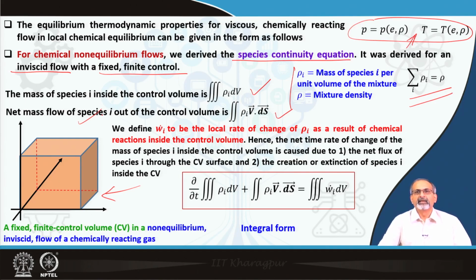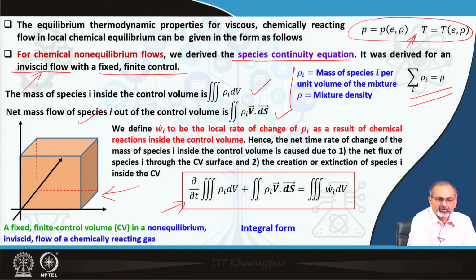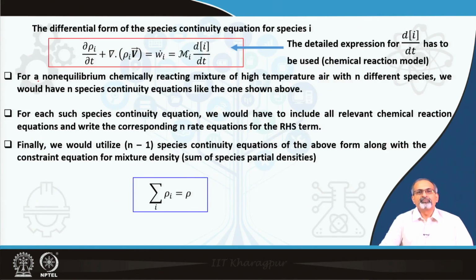Hence, we notice that the net rate of change of the mass of species i inside the control volume would be caused by the net flux of species i through the control volume surface and the creation or extinction of species i inside the control volume. All the effects put together give rise to the species continuity equation, which is given in integral form here. However, we again need to recall that that was done for inviscid flow, and we now need to figure out how it will vary for viscous flow.